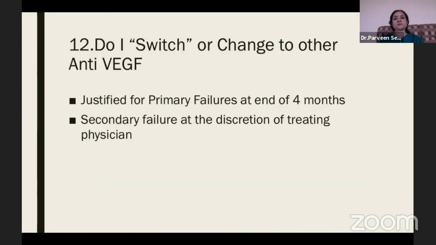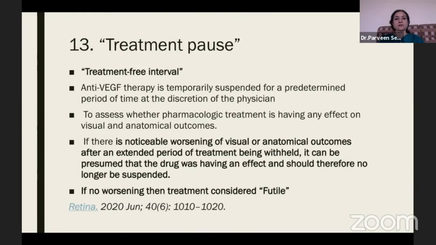So what happens if you have inadequate response at 4 months? Do I switch? Yes, at a primary failure at 4 months, you could consider switching or continuing with the same anti-VEGF after 6 months, after which again, you can take a call whether you need to switch the anti-VEGF or not. Another term which is usually used is the treatment pause. A treatment-free period is usually given when after a long time you feel that the patient is still not showing much improvement. You stop the anti-VEGF for a while and see whether the disease is worsening after stopping. If the disease is worsening, you know at least some effect the anti-VEGF was having. So you continue with the anti-VEGF.